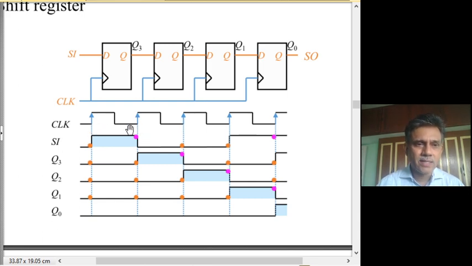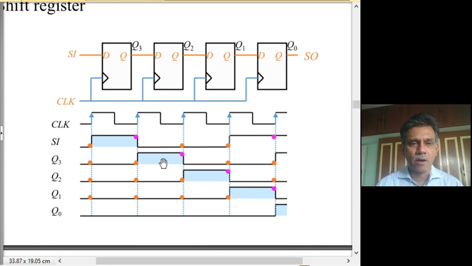We will call this T0, this T1, this whole duration T1, the next whole duration T2, and so on. Suppose SI, the serial input, has the bit 1, indicated like this during the first clock period T0. Then when a clock transition comes, this bit 1 will just go to Q3.